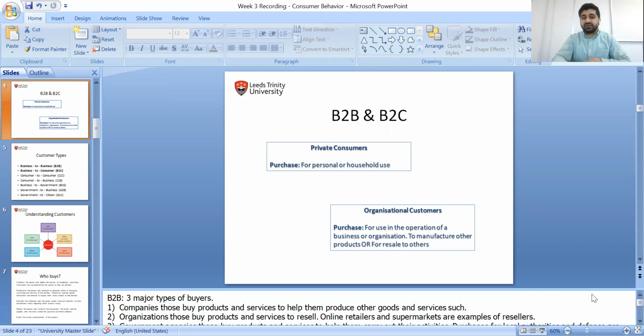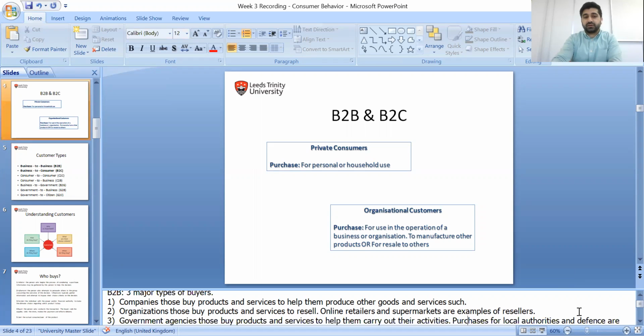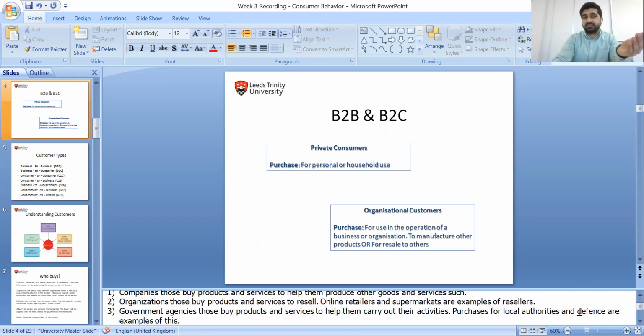So we can see organizations that buy products and services to resell. Online retailers and supermarkets are examples of retailers. Then we already discussed government agencies. Those buy products or services to help them carry out their activities. They basically purchase from local authorities. Another example is the defense department. They buy different types of raw materials from local businesses, and accordingly they make business transactions.